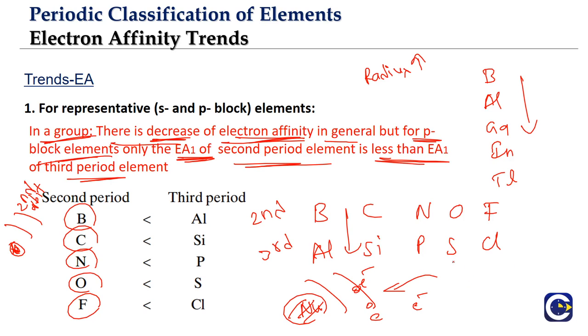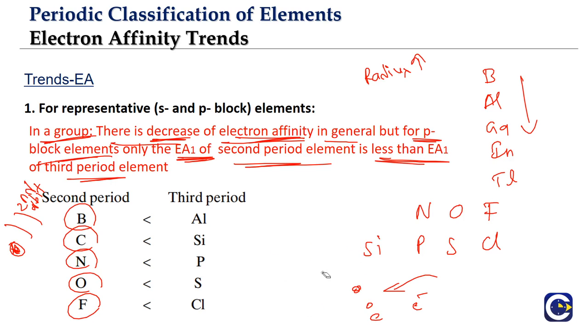The fourth means even larger. So as a result, you would not get that much energy being released. Because if the incoming electron is not repelled, we will be able to get a large amount of energy released. So what is the factor affecting here? The exceptionally small size of the second period elements is resulting in a lower amount of energy being released.